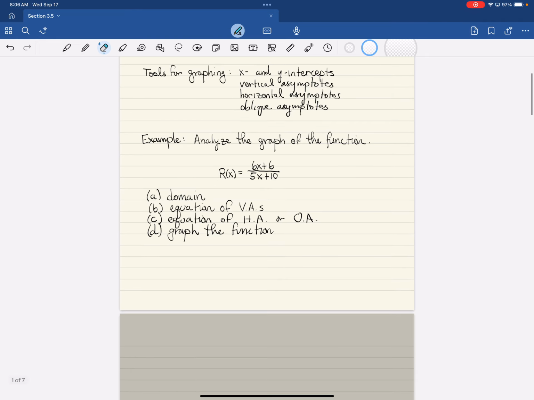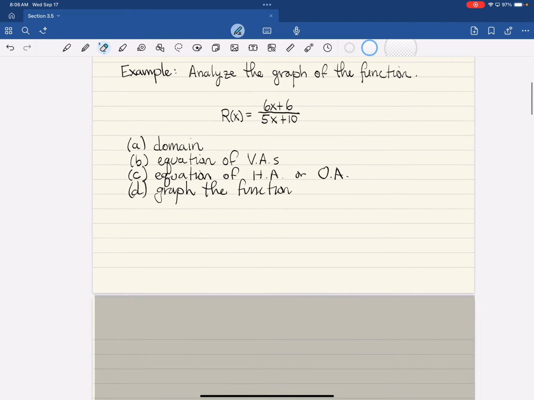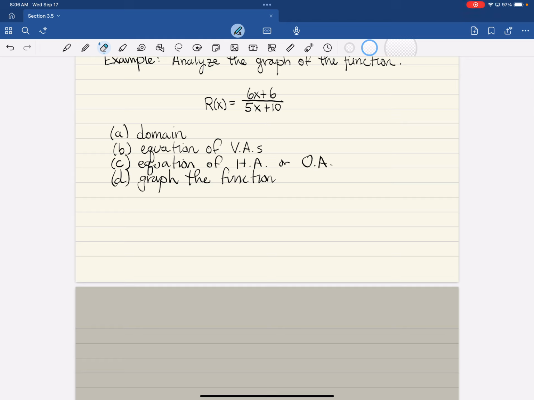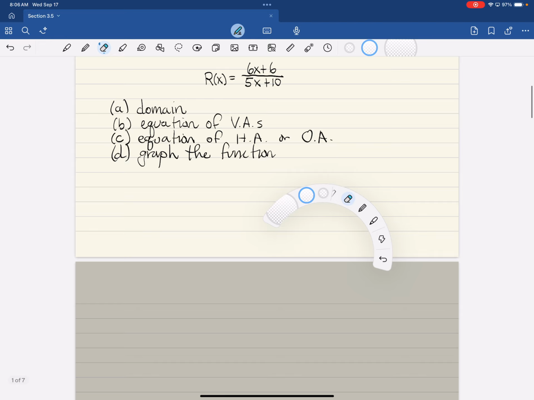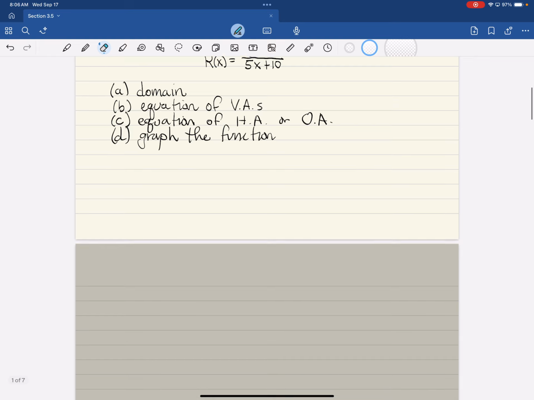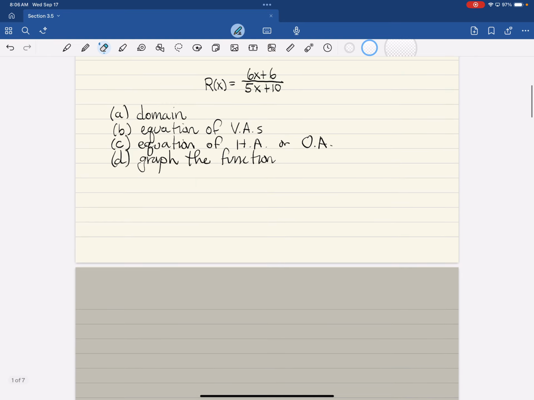So let's start with an example here and then we'll move into more, I guess, challenging examples. But one thing that we want to focus on here is this relationship of the highest degree in the numerator with the highest degree in the denominator and what that does with horizontal and oblique asymptotes, okay? So on this first one, I'm going to skip part A and work out part B first.